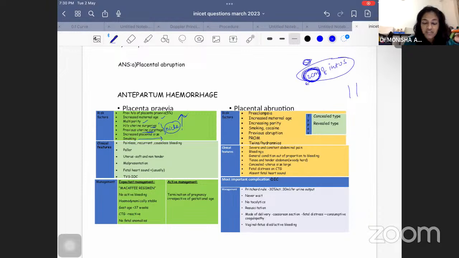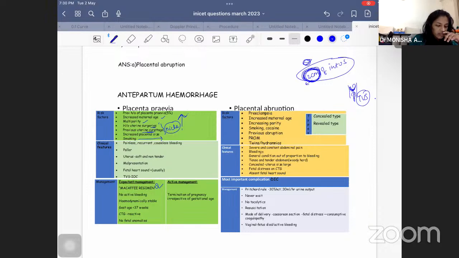Why do you do TVS? TVS goes only into the vagina, and you're looking through the cervix, and it is near. So that's why TVS is the investigation of choice. What is the expectant management? This is a question they can ask.